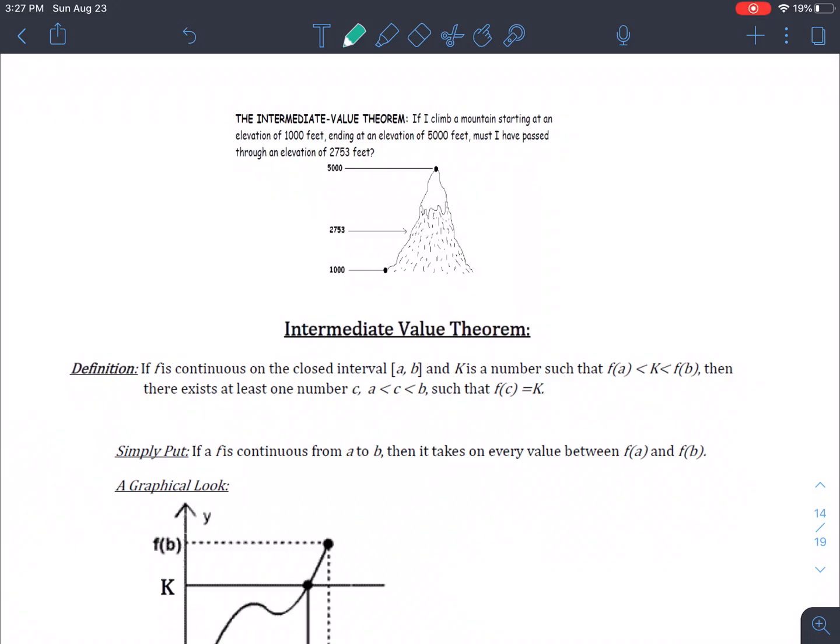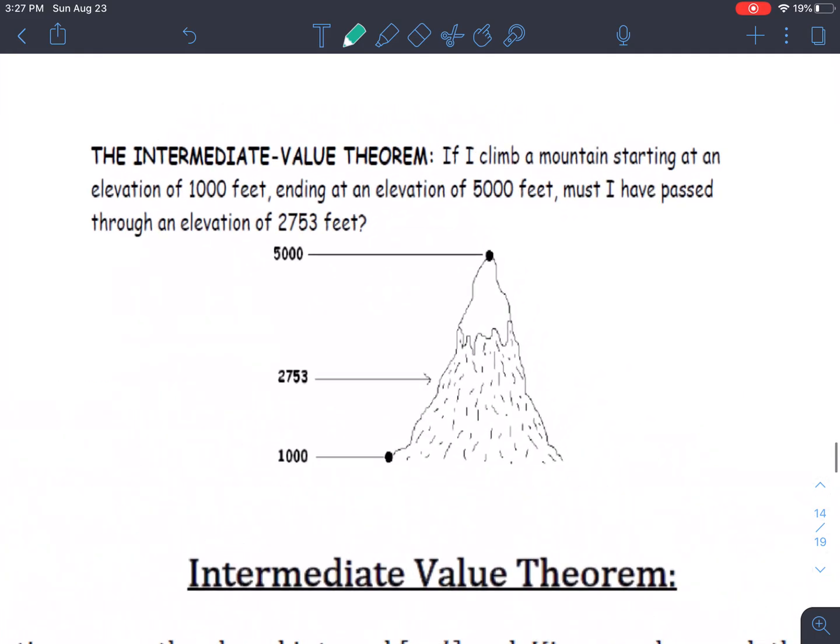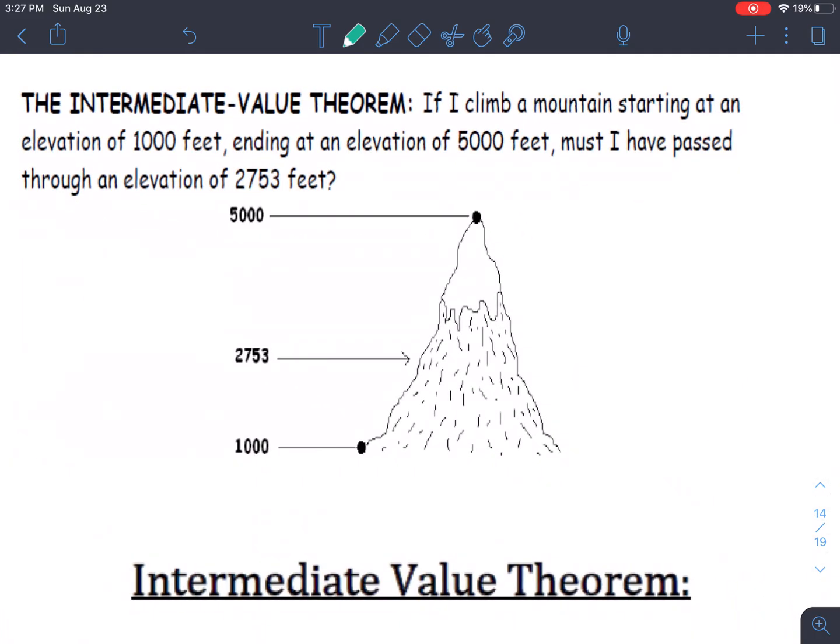Hey everyone, so today we're going to be working on notes for the intermediate value theorem. The general idea of the intermediate value theorem is something like this. If I were climbing a mountain and I started at 1,000 feet elevation and ended at 5,000 feet, and I asked you, was there some time, maybe after I hiked for an hour, that I was at 2,753 feet? Was there some point in time that I had to be there?